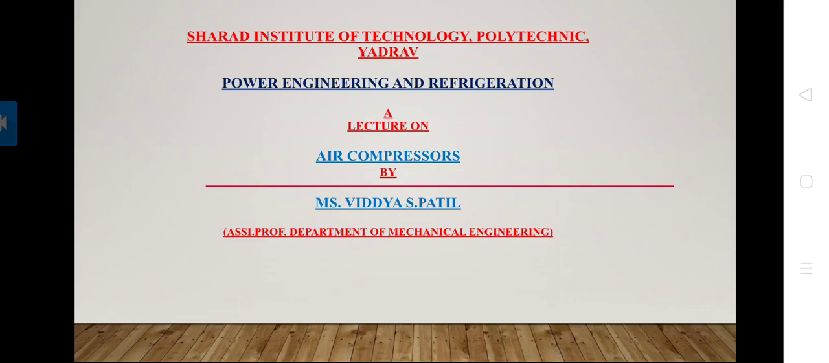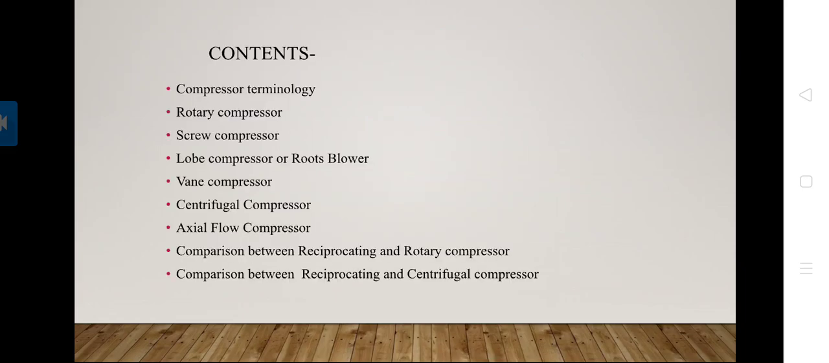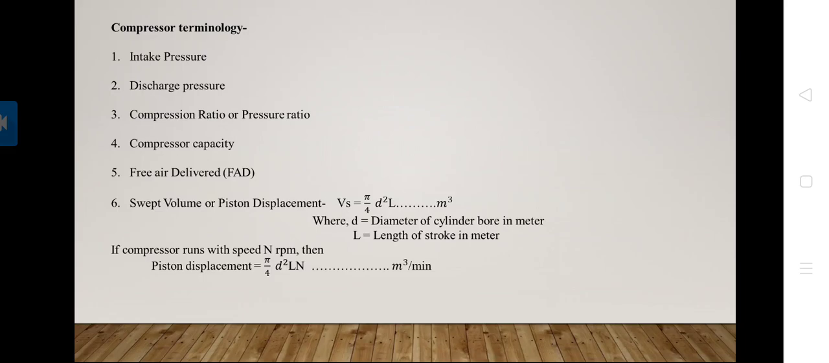Today we are going to continue our third unit, air compressors, for the subject Power Engineering and Refrigeration. In this session we are going to cover compressor terminology, rotary compressor, screw compressor, lobe compressor, vane compressor, centrifugal compressor, axial flow compressor, comparison between reciprocating and rotary compressor, and comparison between reciprocating and centrifugal compressor. We start from compressor terminology.